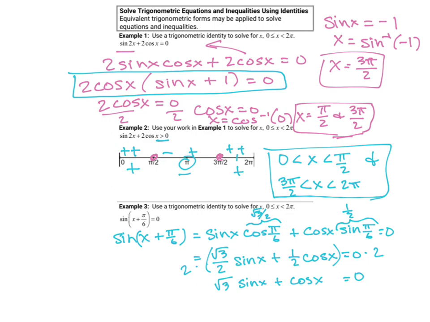Anybody got another option? Can't separate x from the arguments, from the trig functions. Subtract cosine x. I like it. Subtract cosine x, question mark? Yes. Okay, so now I'm going to move over here where I've got some blank space. I have square root 3 sine x equal to negative cosine x.